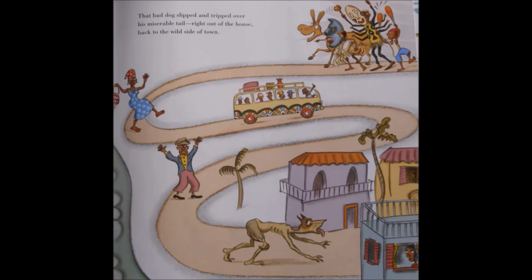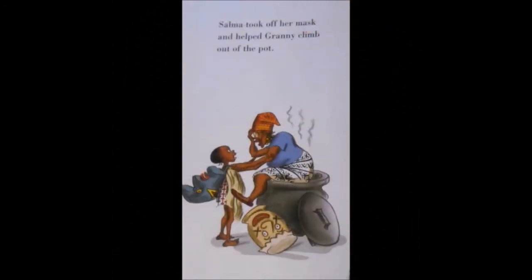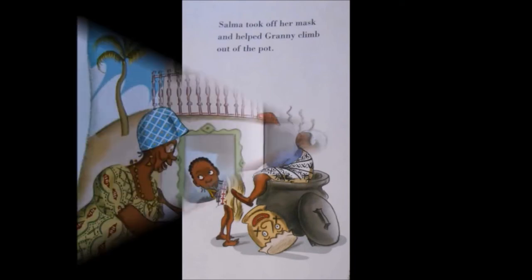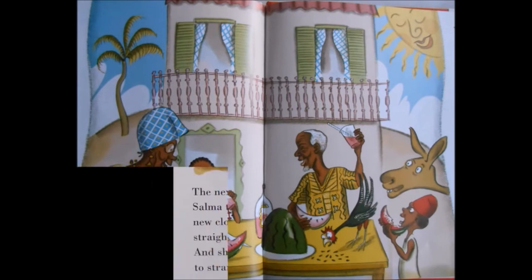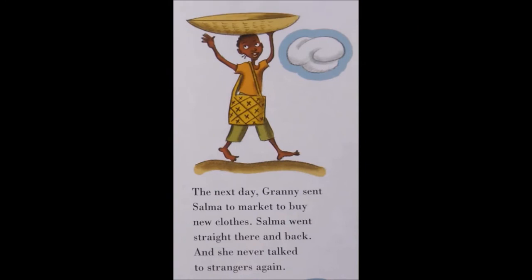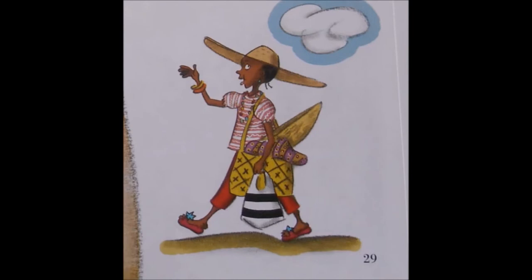That bad dog slipped and tripped over his miserable tail right out of the house. Selma took off her mask and helped Granny climb out of the pot. The next day, Granny sent Selma to market to buy new clothes. Selma went straight there and back, and she never talked to strangers again.